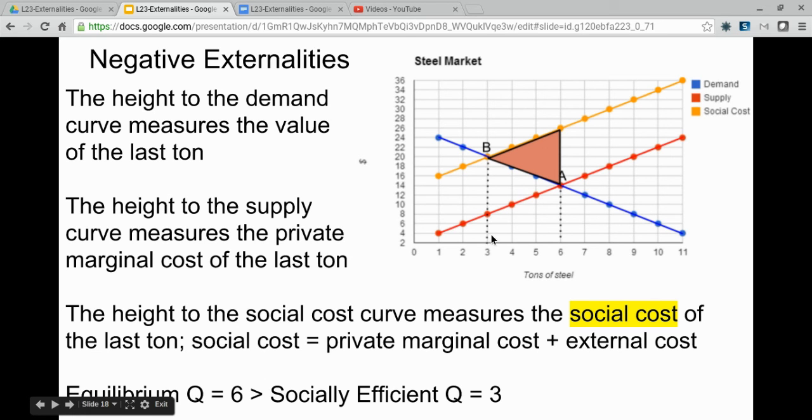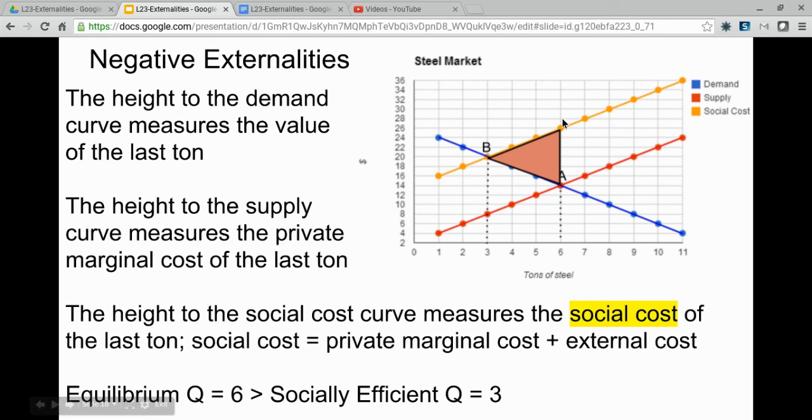Increasing quantity from 3 to 6 imposes a deadweight loss on society. The values or prices consumers are willing to pay for the extra tons are less than their social cost.